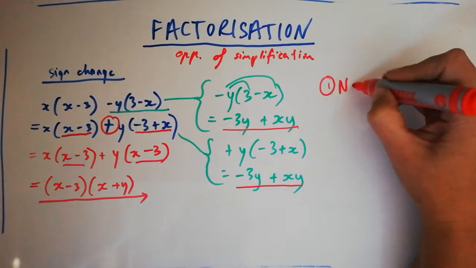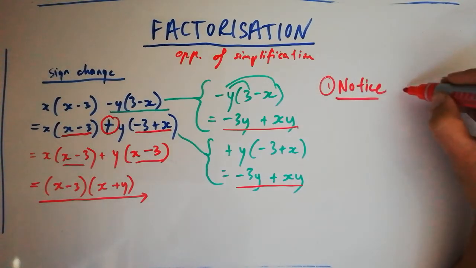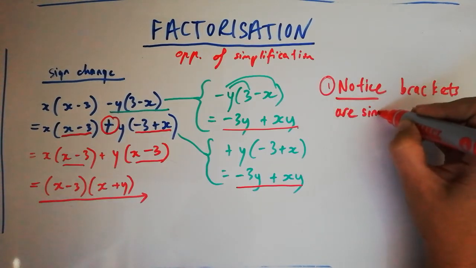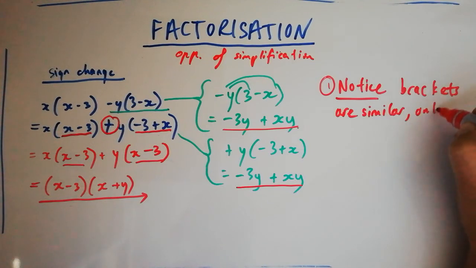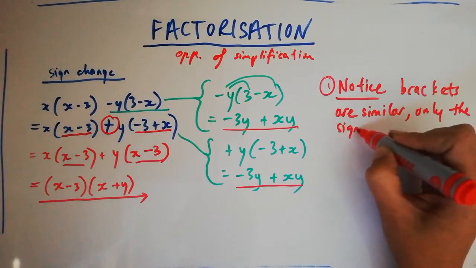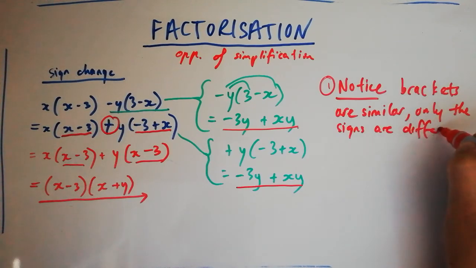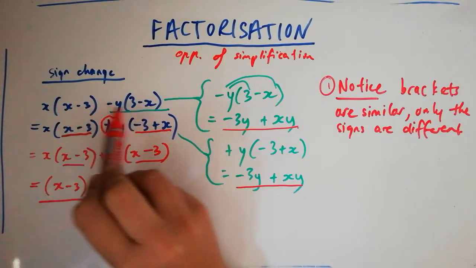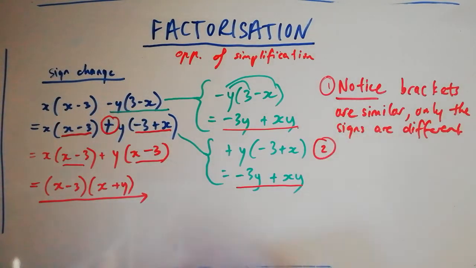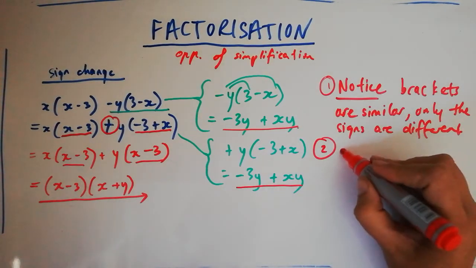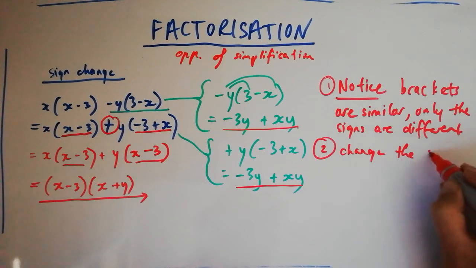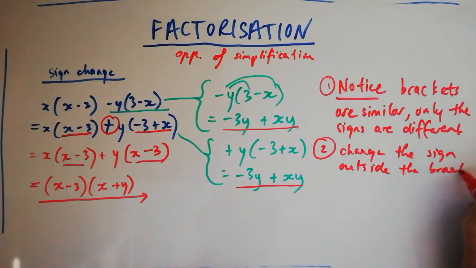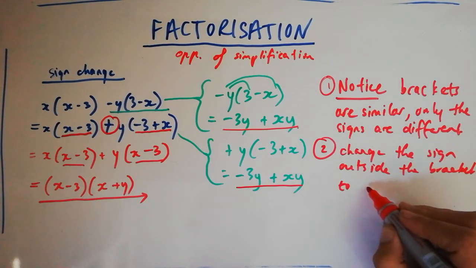So step 1, notice brackets are similar. Only the signs are different. These both had an x and a 3, but that had a positive x, that was negative, and the same was reversed with the x's. What you've got to do is change the sign outside the bracket to change the signs inside.